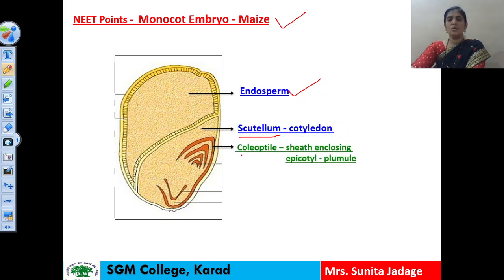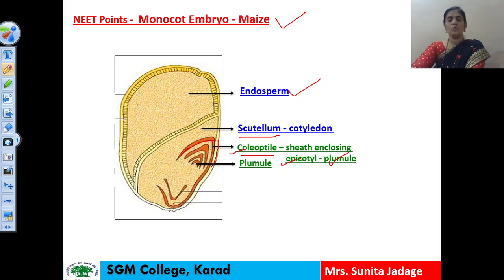that is known as a coleoptile. So this is the upper covering or upper sheath. You can see this is the upper covering or upper sheath which is enclosing the epicotyl, that is plumule. This sheath is enclosing this structure, it is known as a plumule. From plumule the shoot system will be formed inside the seed, and this plumule is covered by a sheath which is known as a coleoptile. Okay.